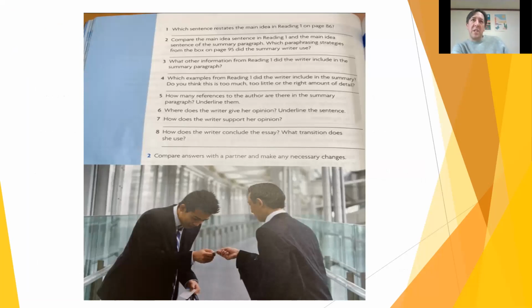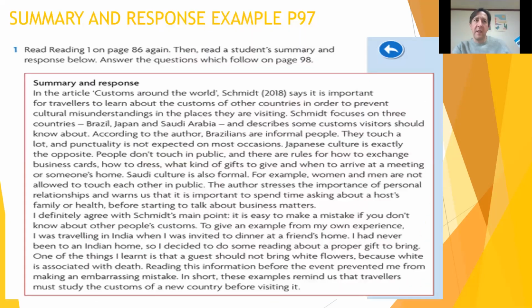So question 1, which sentence restates the main idea in reading 1 on page 86? So I did just mention this. The sentence which restates the main idea is the first one. Schmidt says it is important for travelers to learn about the customs of other countries in order to prevent cultural misunderstandings in the places they are visiting. That is the main idea. So it's the first sentence.